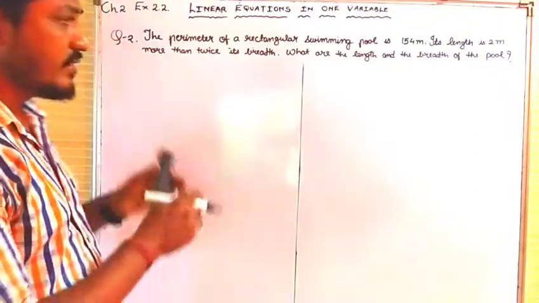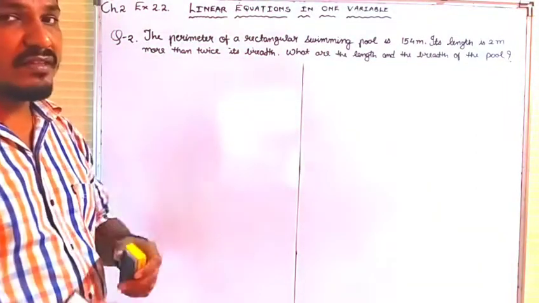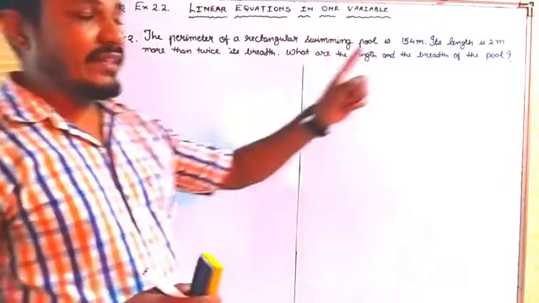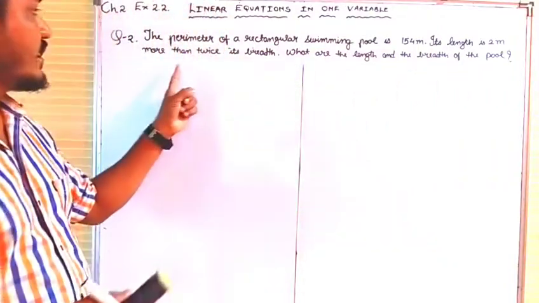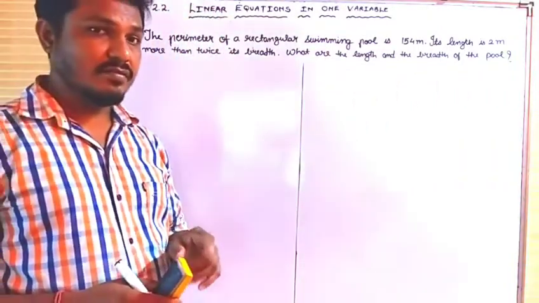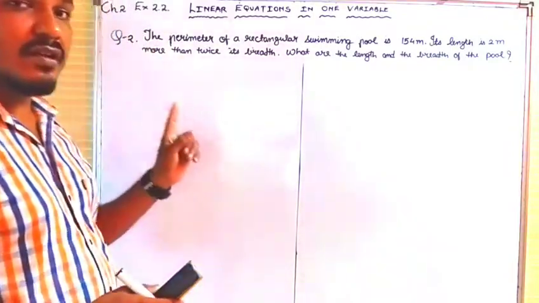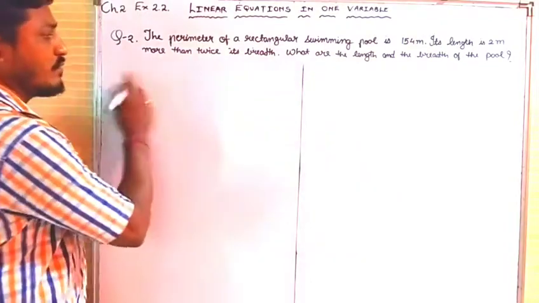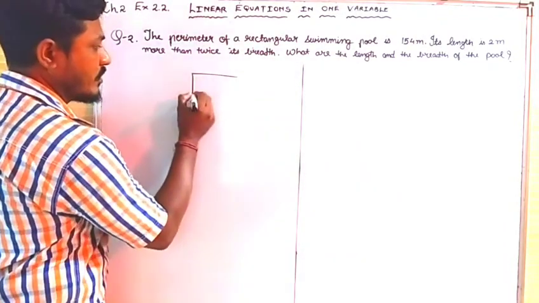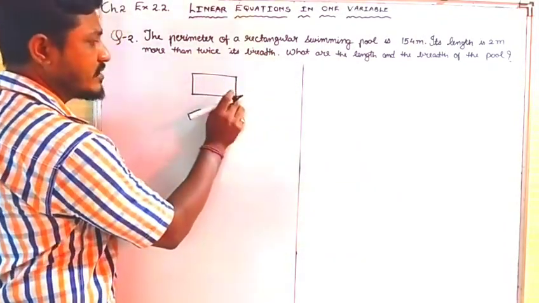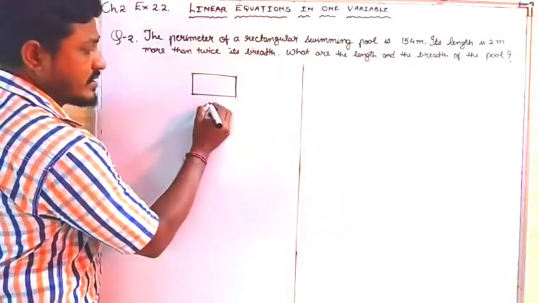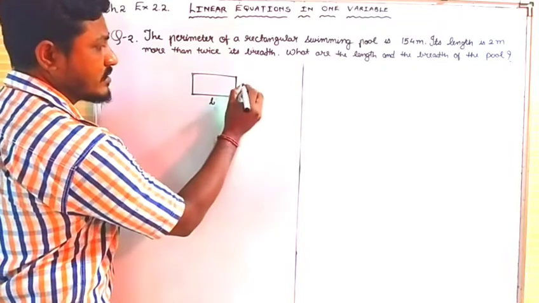Now, dear student, we have to find the length and the breadth of a swimming pool. Now here the condition for the length is given, which is 2 meter more than twice its breadth. Therefore, in this particular question, the unknown quantity is breadth. Now first let me draw one figure so that you can easily understand. Consider this as a rectangular swimming pool. This is length and this is breadth.